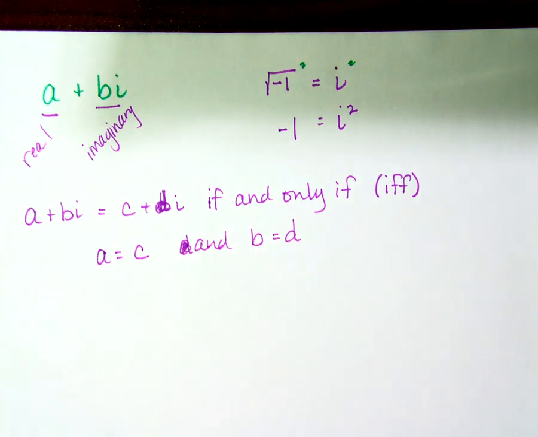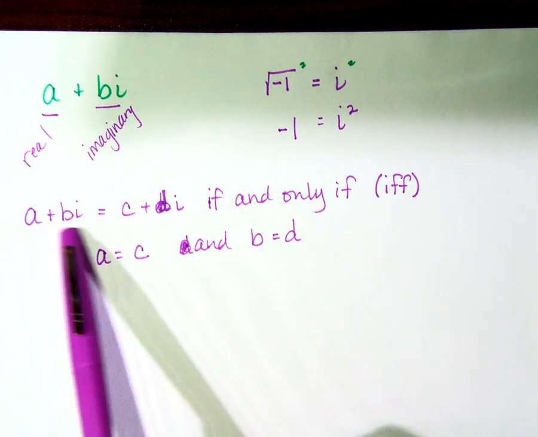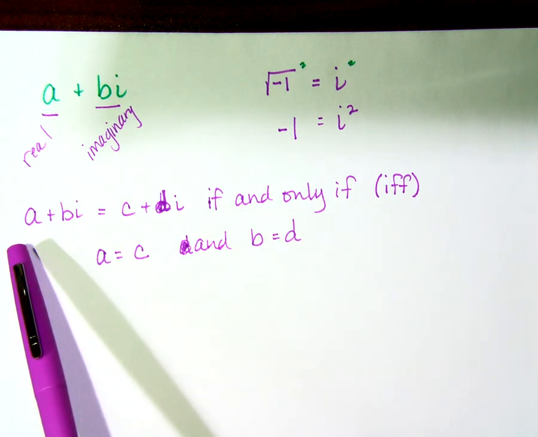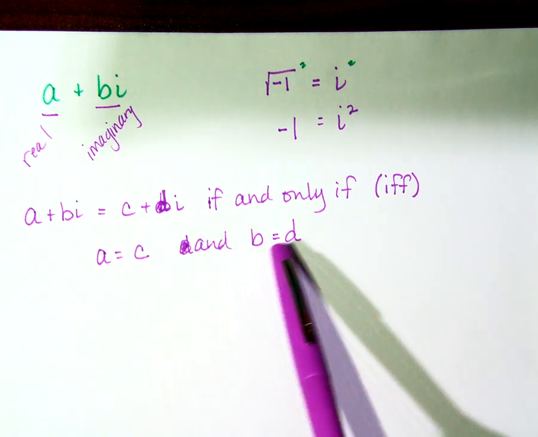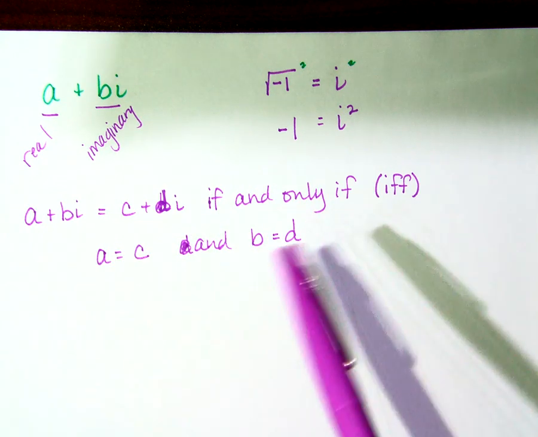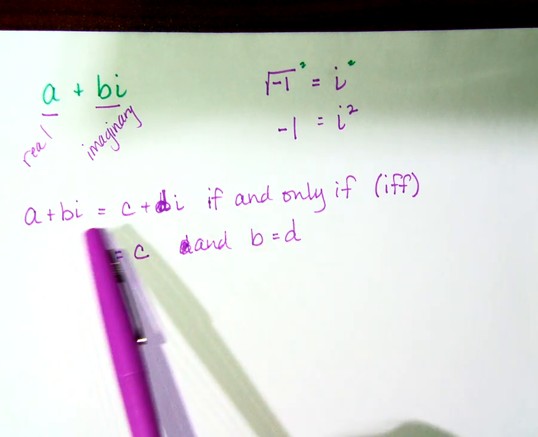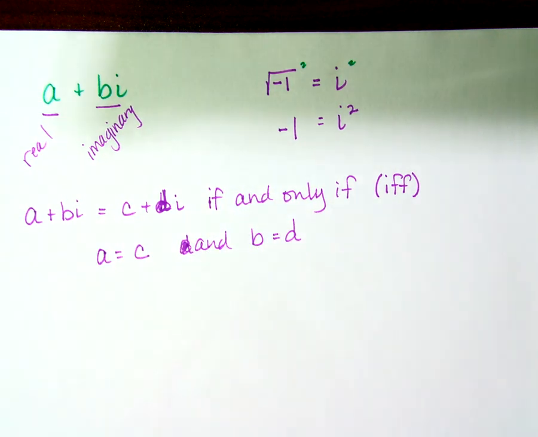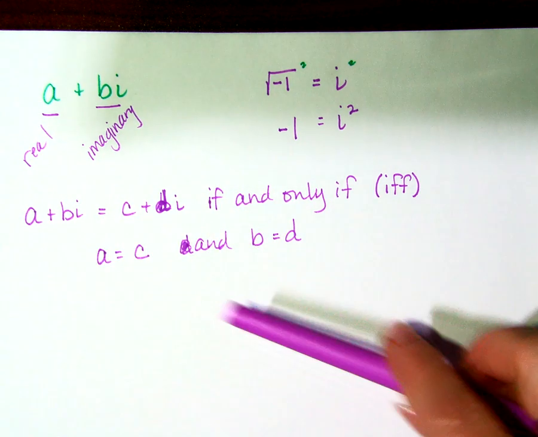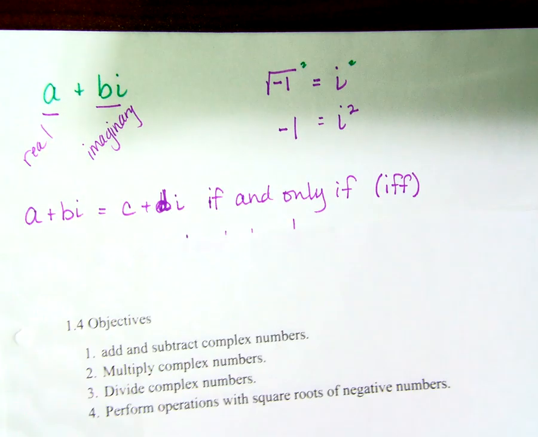See, what's cool about this is if and only if means I can read it two ways. I can say a plus bi equals c plus di if a equals c and b equals d. Because it's if and only if, I can also say a equals c and b equals d if a plus bi equals c plus di. I can read it both directions if that really says if and only if. So both ways works here. All right? So now let's get to our actual objectives. Those are just some things I need you to remember.